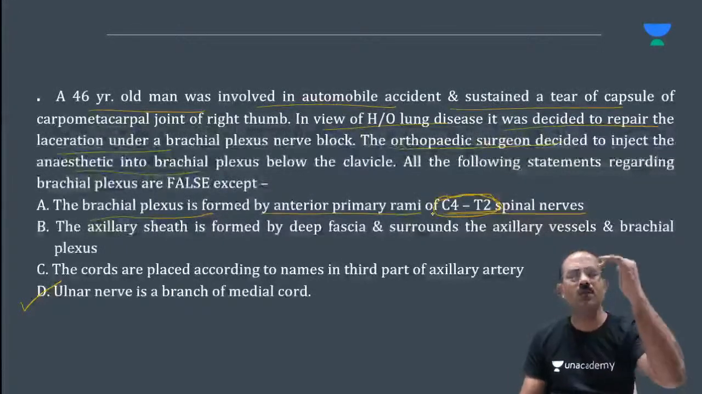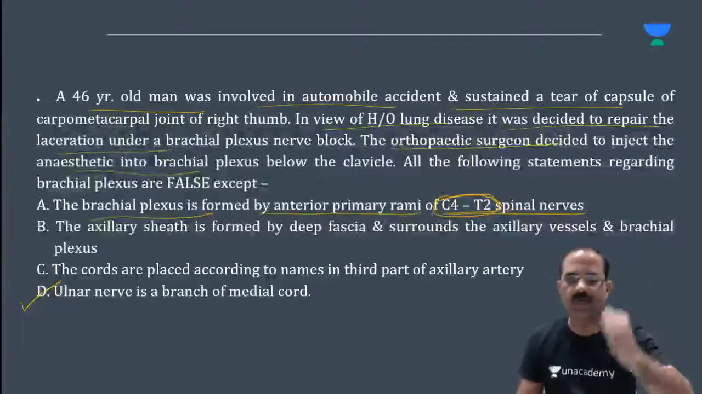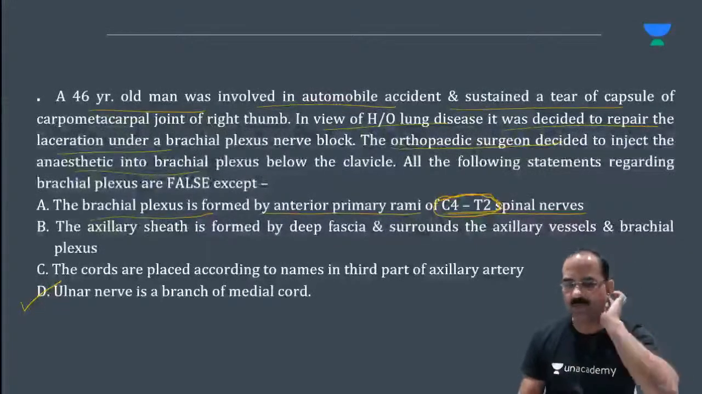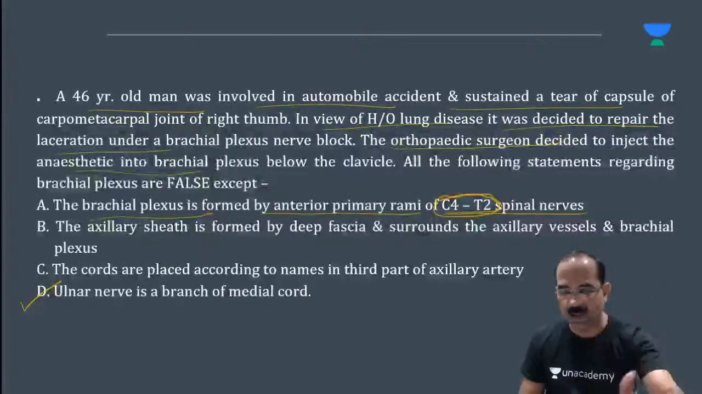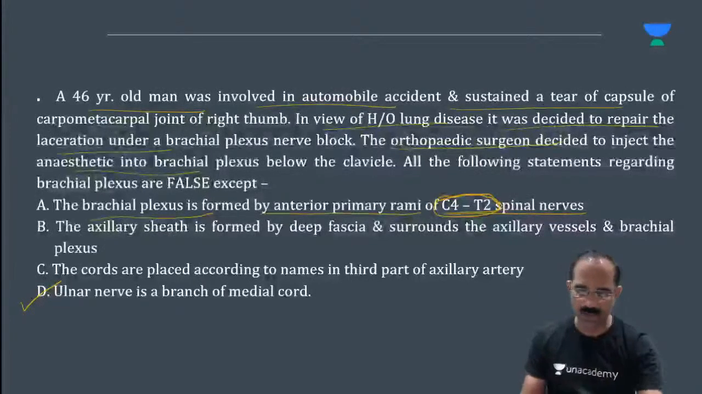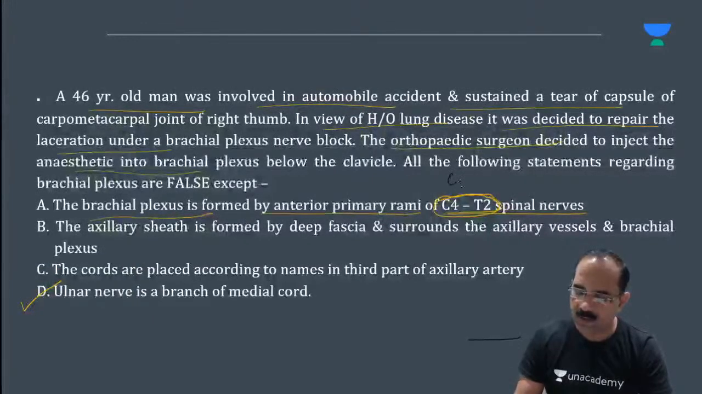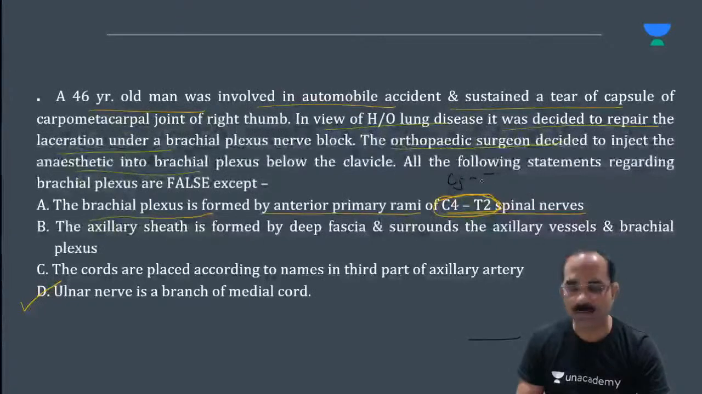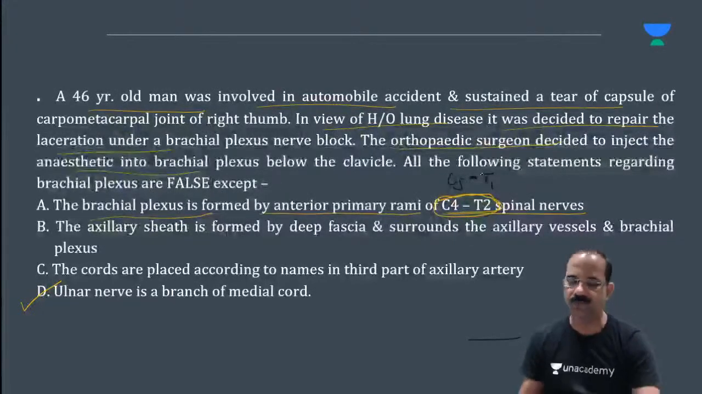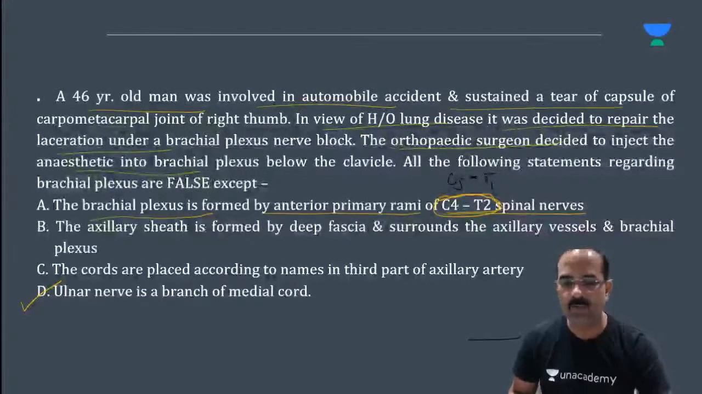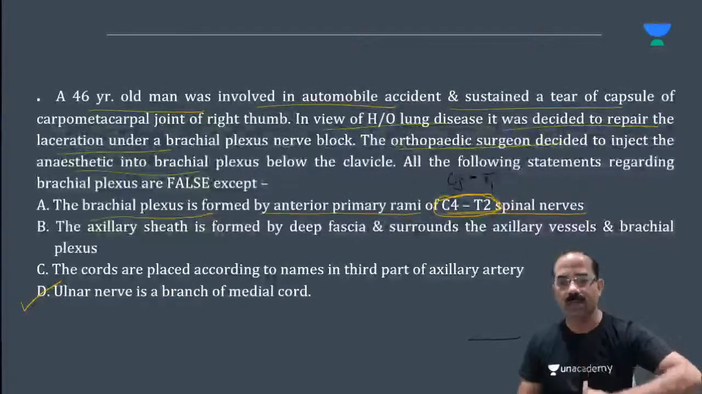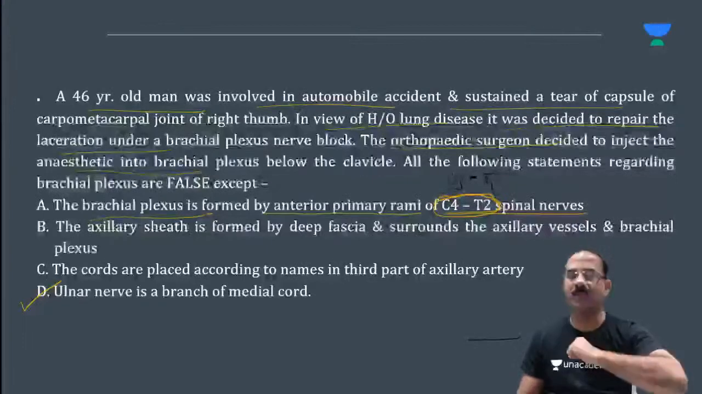Tell me, how is a normal brachial plexus formed? Can anyone answer this? It is formed by the anterior primary rami of which spinal nerves? Anterior primary rami of C5 to T1. Yes, it's C5 to T1. So the normal brachial plexus is formed by the anterior primary rami of C5 to T1 spinal nerves.